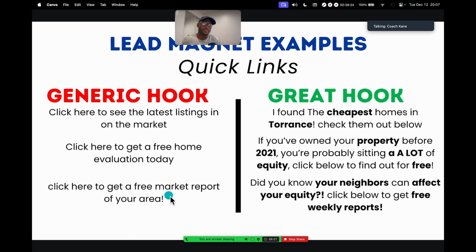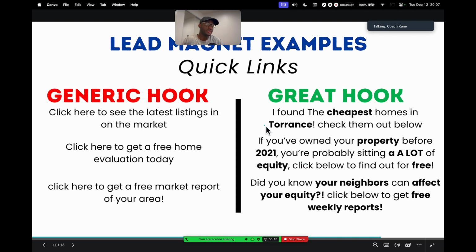And the very last example here, click here to get a free market report of your area, which is fine, but you can transform that into, did you know your neighbors can affect your equity? Click below to get free weekly reports. Okay, knowing that your neighbor sold their home, we all know as agents, anything that sells around your area that looks like your property will affect the value of your property. That's how we do CMAs or property valuations. But just rephrasing it in a way that communicates directly to the demographic we're trying to talk to will yield us much higher clicks, much higher engagement.